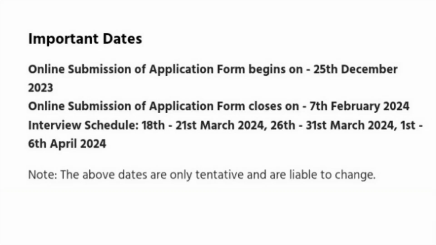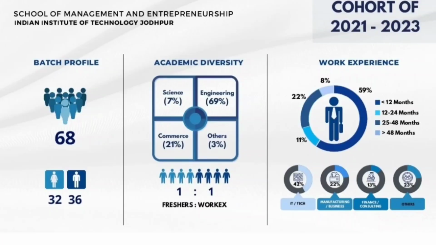Now if we consider the overall batch profile for IIT Jodhpur, there are 68 candidates overall. Out of 68 candidates, 32 are female candidates and 36 are male candidates. In terms of educational background, 7% candidates are from a science academic background, 69% from engineering, 21% from commerce, and 3% have a background other than this.